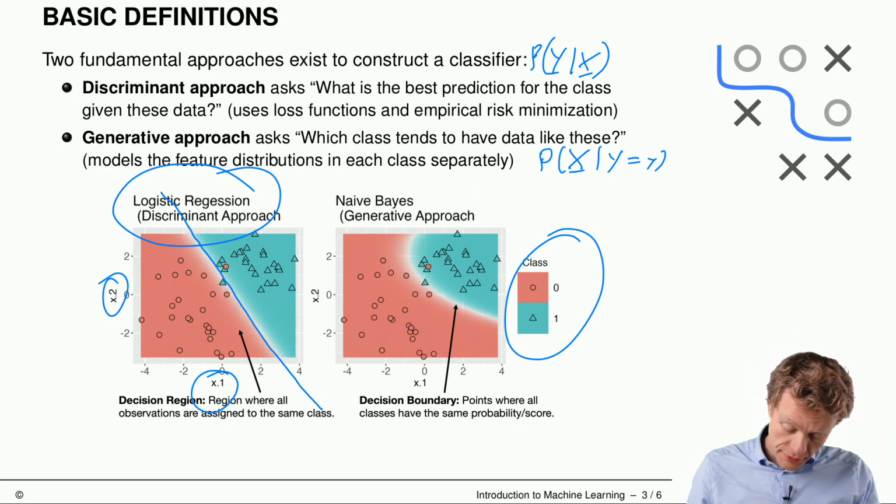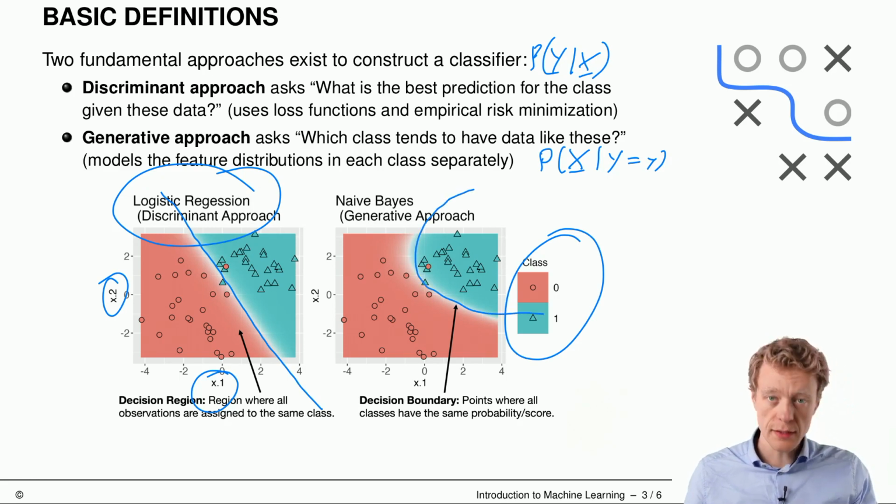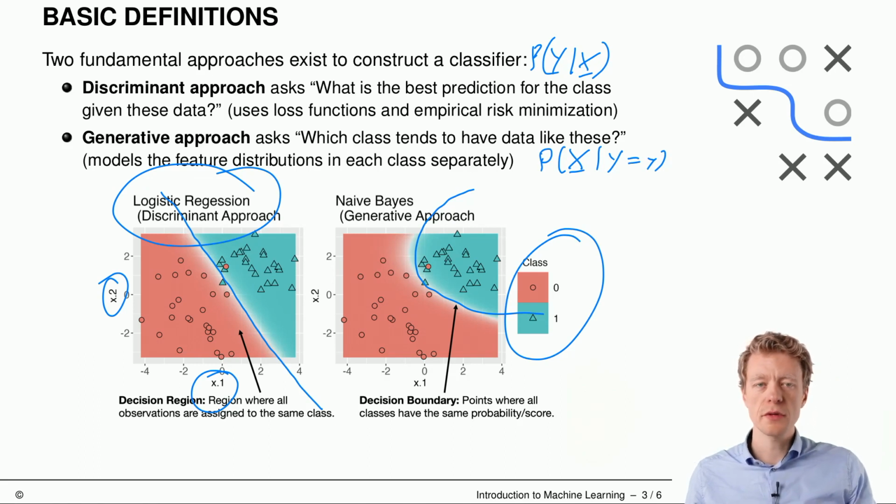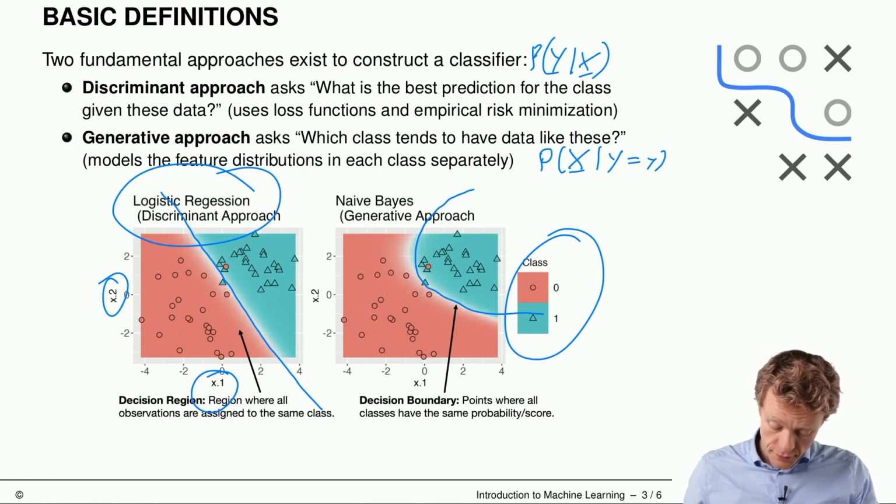This is not the case for naive Bayes. For naive Bayes, we might also have a linear decision boundary in a very simple case, but it may be an ellipsoid or a parabola. Yeah, this is the decision boundary.